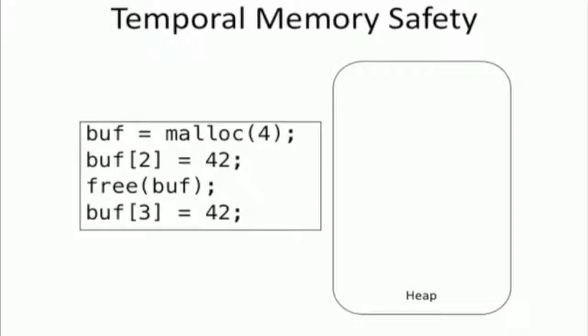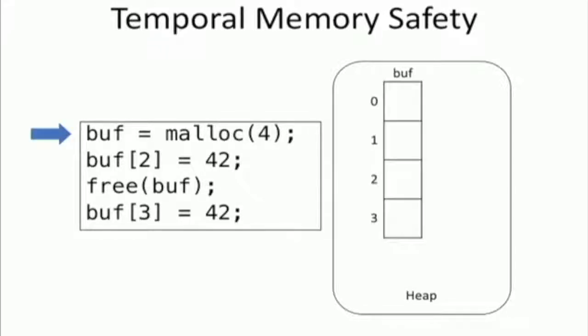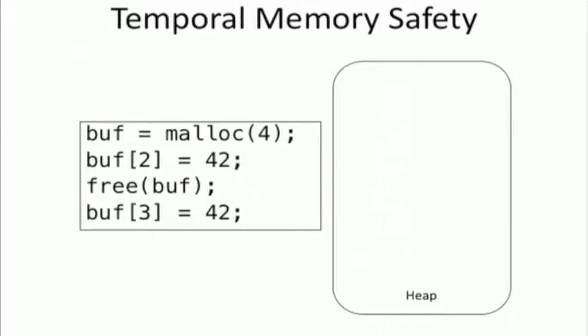Another way that you can violate memory safety is temporally. So in this example, we allocate an array on the heap using malloc, write to one of its elements, and then free the buffer. So now it's gone. But we can still use the pointer to write to an element of buff that is pointing to now deallocated memory. And now in this way, we're writing to an unintended memory location that doesn't contain the most recently assigned object. So this is another way of violating memory safety.